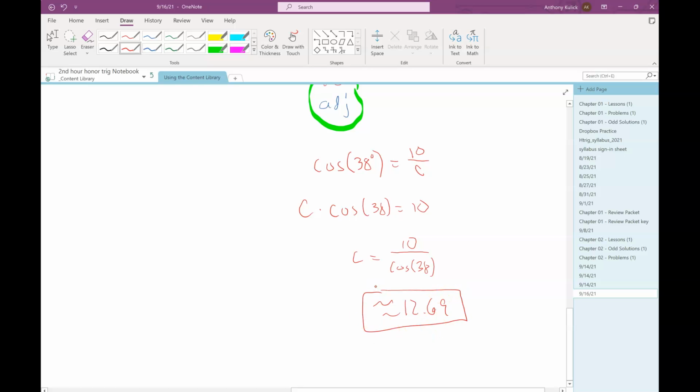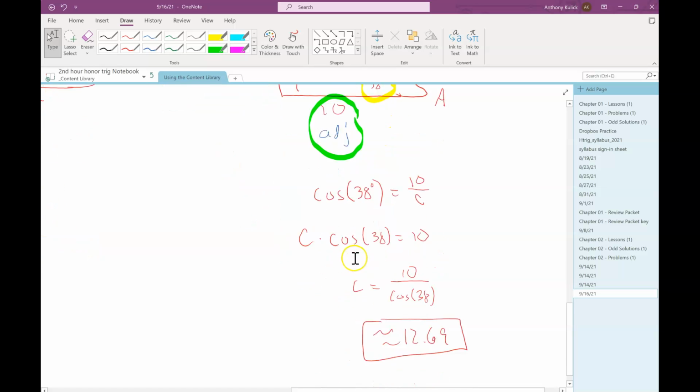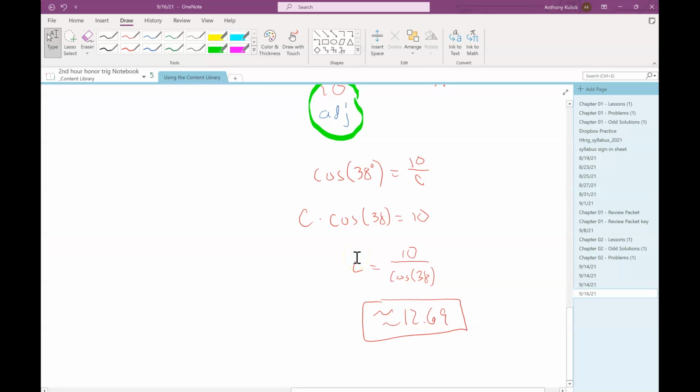And my check here would be to go back and make sure that that is the biggest side, since we're solving for the hypotenuse, right? Got to make sure that answer is bigger than 10, which it is. Does that feel okay? Okay. Who's next?